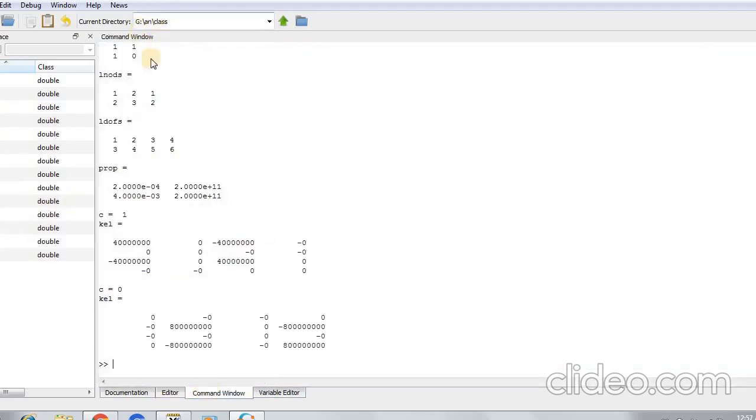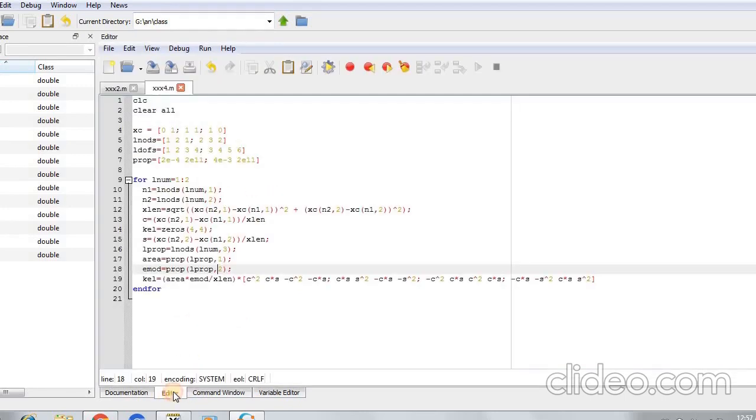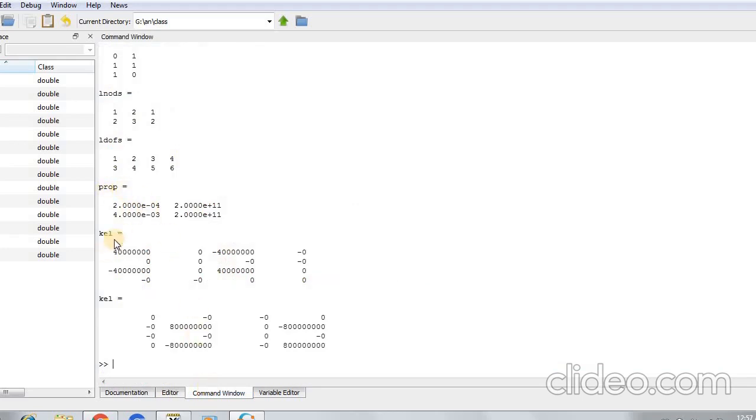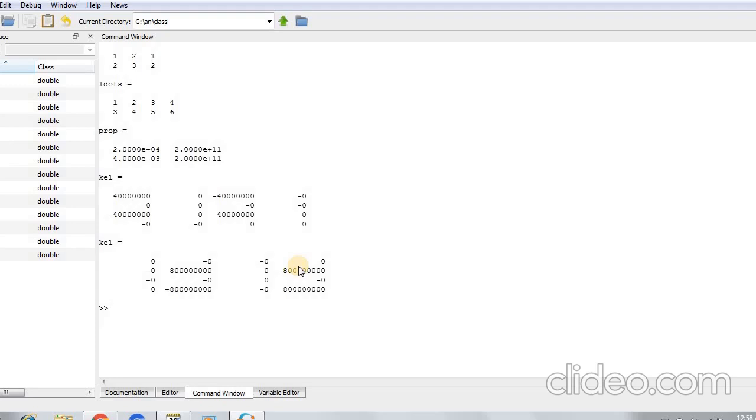So command window. See, you have checked up to this. Okay, here for cos I should put a semicolon, otherwise it will get printed as it did. So here in the command window, this is our element stiffness matrix. And this is the first element stiffness matrix for element 1, and this is the element stiffness matrix for element 2.